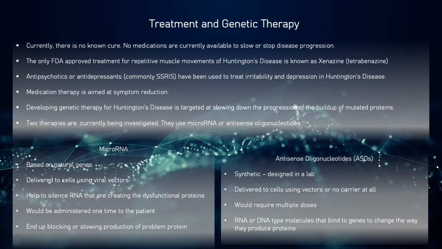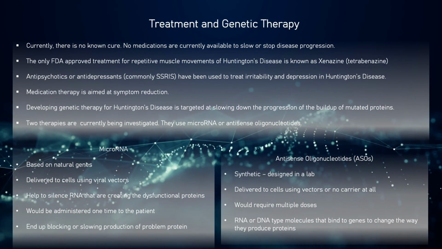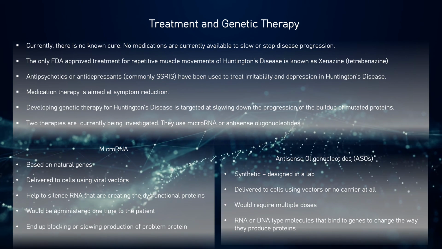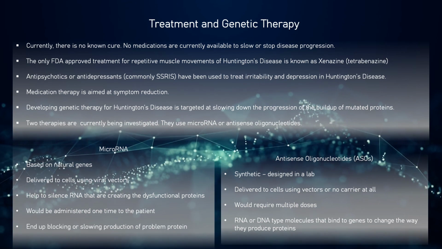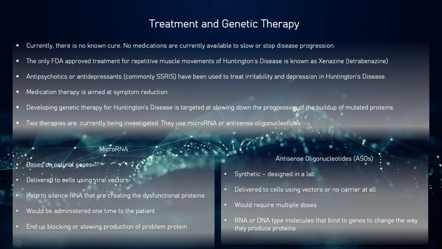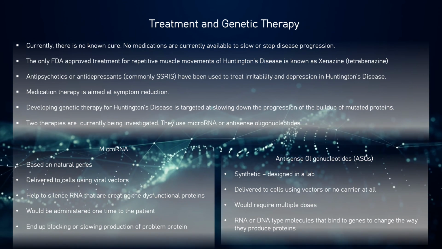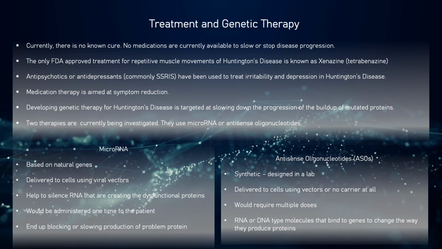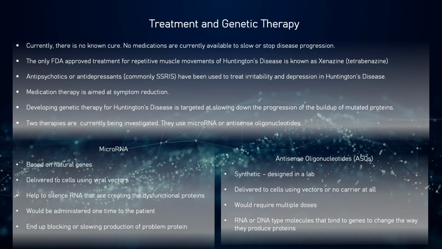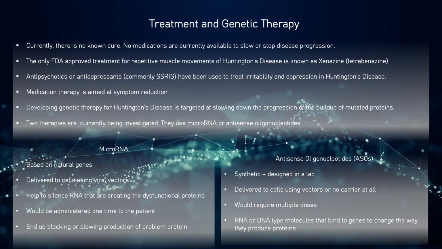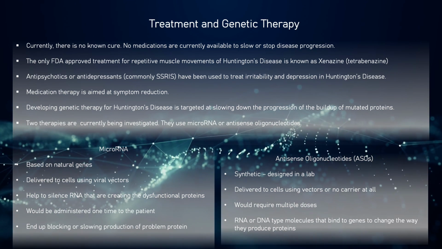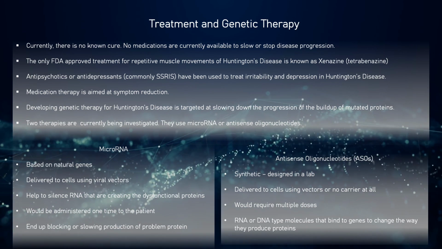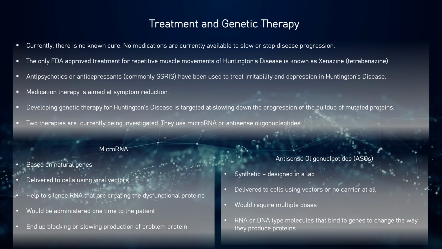Treatment and genetic therapy. Currently, there's no known cure for Huntington's disease. No medications are available to slow or stop the disease progression. The only FDA-approved treatment for repetitive muscle movements of the disease is known as Xenazine or tetrabenazine. Antipsychotics or antidepressants, which are commonly SSRIs, are used to treat irritability and depression in Huntington's disease, and medications are typically aimed at symptom reduction.